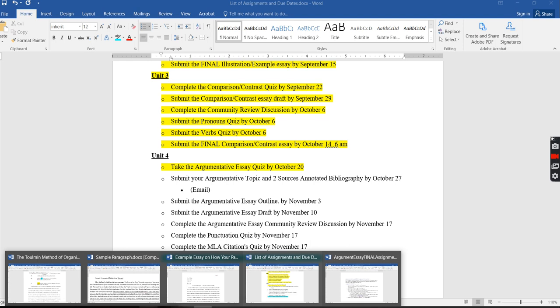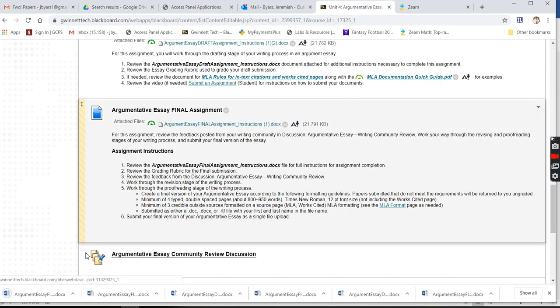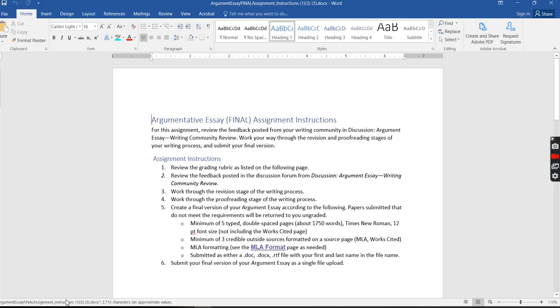So let's go back to the assignments page, and then we're going to download the final assignment right here. We're downloading it. I'm going to go over the expectations. So argumentative essay. For this assignment, review the feedback posted from your writing community and discussion, which is standard. Work your way through the revision and proofreading stages of your writing process and submit your final version.